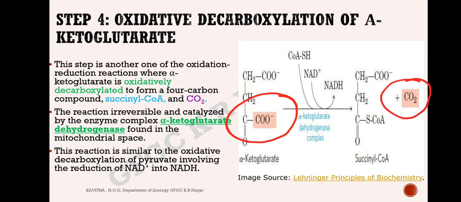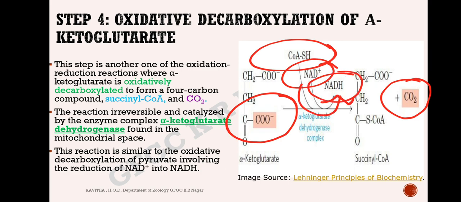This step is similar to pyruvic acid decarboxylation. Pyruvic acid undergoes decarboxylation forming carbon dioxide, isn't it? In a similar way, here too alpha ketoglutaric acid will undergo oxidative decarboxylation to produce succinyl coenzyme A, where a molecule of coenzyme A is added and NAD plus is reduced to NADH. So the byproduct of this is the second carbon dioxide that is released in the Krebs cycle.